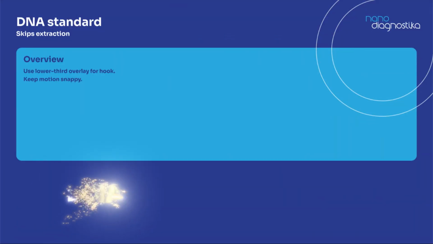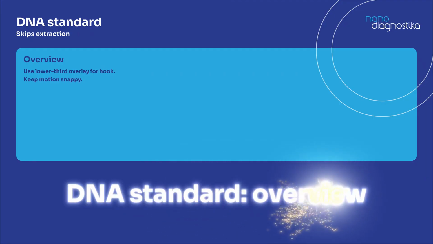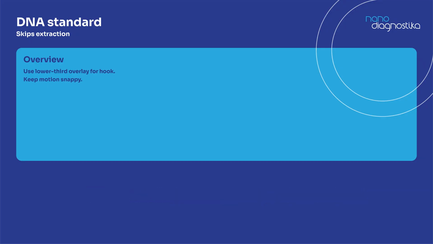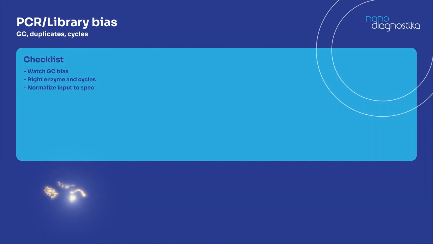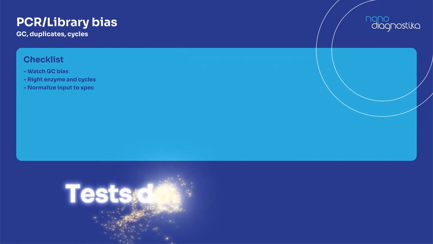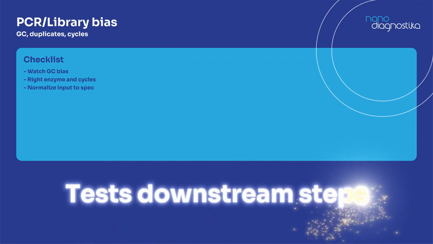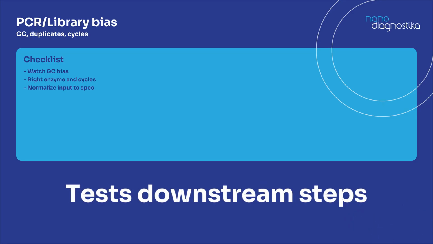In contrast, a DNA mock community standard is made of purified genomic DNA from a known set of organisms. No whole cells, and thus no lysis required. You introduce this standard after the extraction step, directly into library prep, so it specifically tests the downstream processes like PCR amplification, library preparation, sequencing, and bioinformatics.